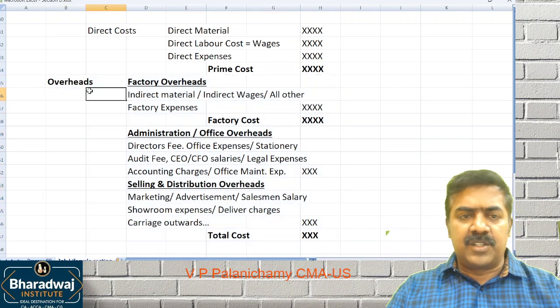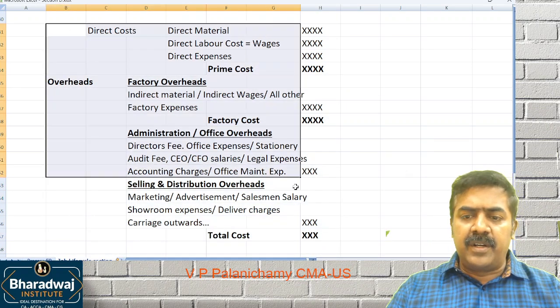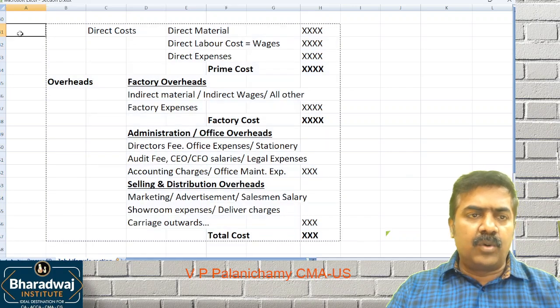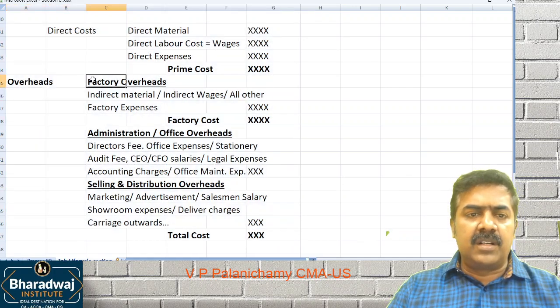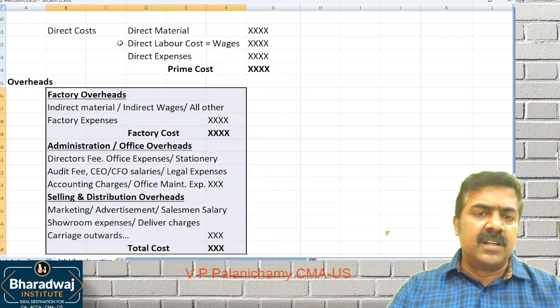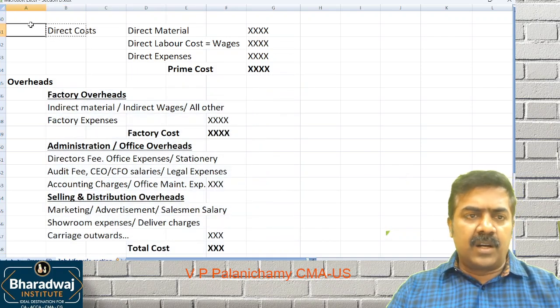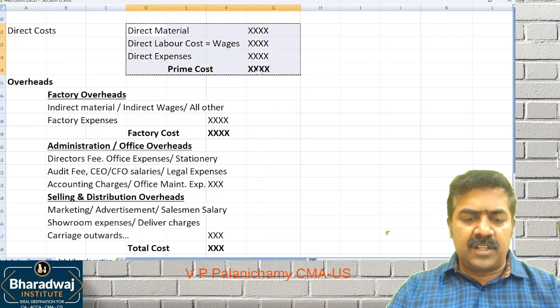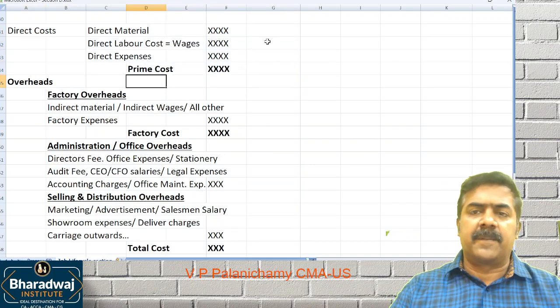Okay, the chapter is going to deal with which one? Overheads. What is there to learn about overheads? There are a lot of things to learn about overheads. Okay, how to assign overheads or how to charge overheads for different products. That is what we are going to learn in the overhead chapter.